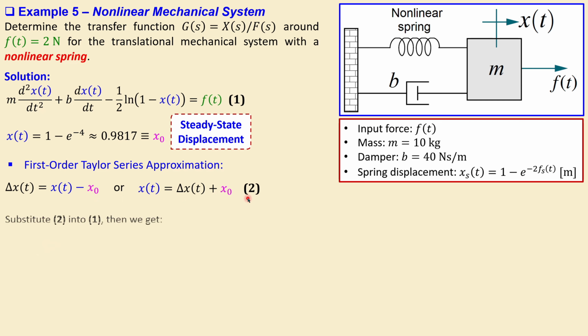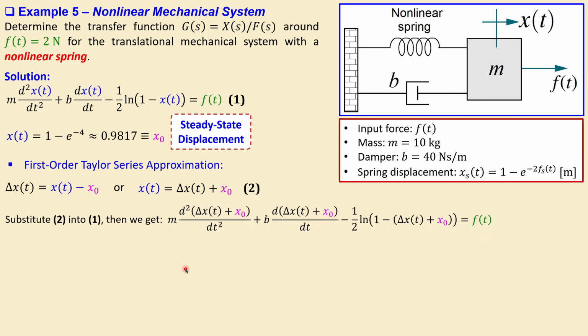Now this equation number 2 can be then substituted in number 1, similarly as we did in example number 4 for the nonlinear electrical circuit. What you get is this. Quite standard actually again. So all the x's will be then replaced by delta x plus x0. And you have this expression. What we do, you can already guess, we need to linearize this ln function and also change the derivative terms because we have some constant term.